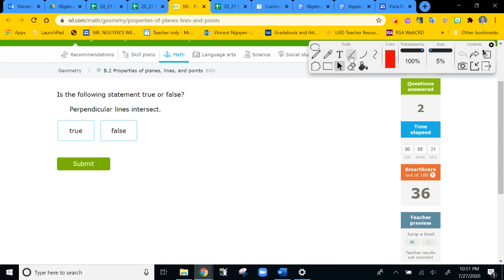Perpendicular lines intersect. Well, yes, they do. They intersect in a specific manner. They intersect at a 90-degree angle here. So for the purpose of this sentence, it's actually true. Perpendicular lines intersect right here. So I'm going to say this is a true statement. Delete what I just drew there, and I'm going to select true and submit.